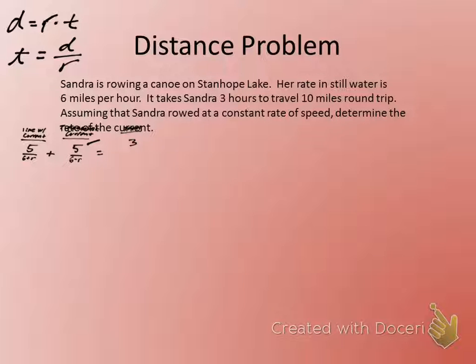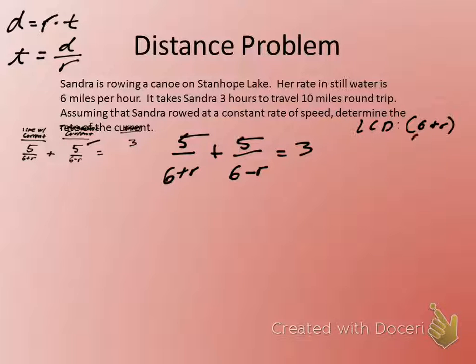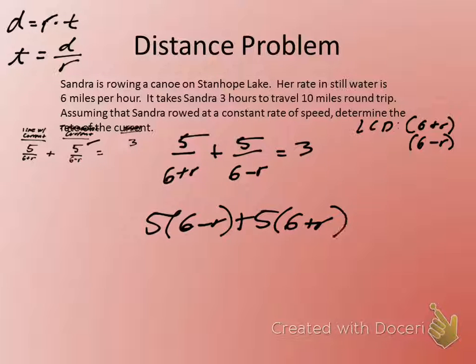Okay, there it all goes. So we have the equation being 5 over 6 plus r plus 5 over 6 minus r equals 3. We get the LCD of this, which is going to be 6 plus r times 6 minus r, and then we multiply by what's not there. So 5 times 6 minus r plus 5 times 6 plus r equals 3.